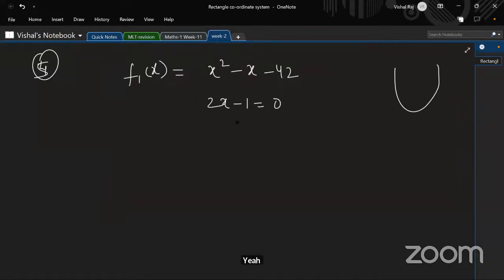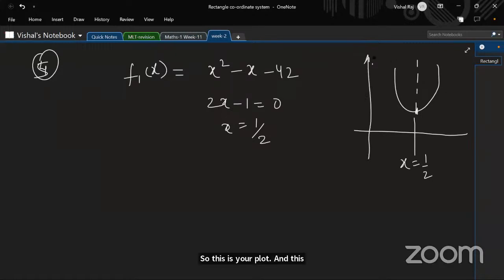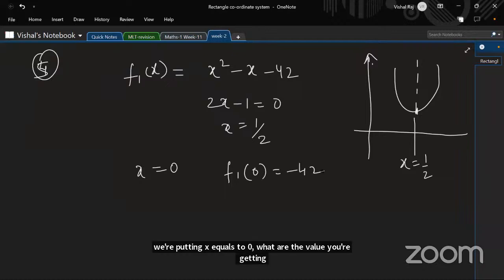Minus b upon 2a, that is 1 upon 2. So this is your axis of symmetry, x equals 1 upon 2. If you put x equals 0, what value do you get? Minus 42. So it will pass through the y-intercept.